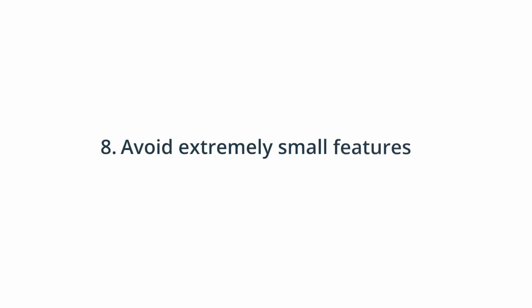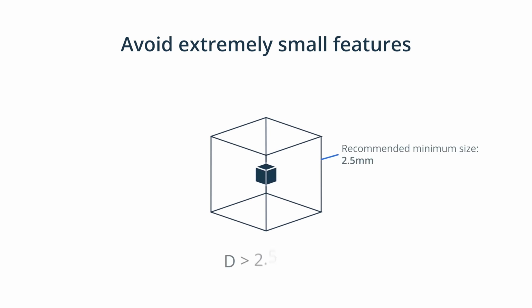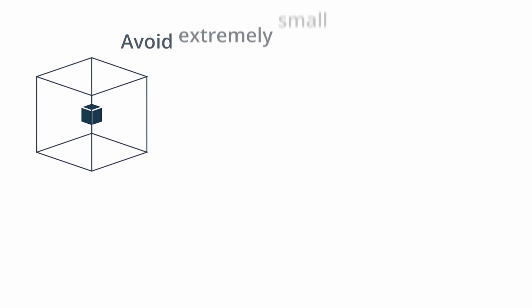8. Avoid extremely small features. Most CNC machines have a minimum tool diameter of 2.5 mm, meaning any feature smaller than 2.5 mm would be difficult to machine and would require special tools, which increases machining costs and time.